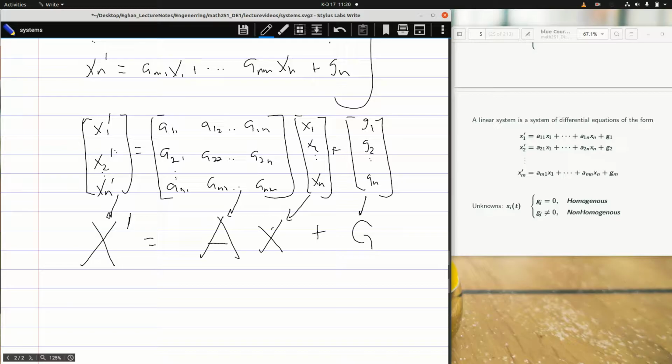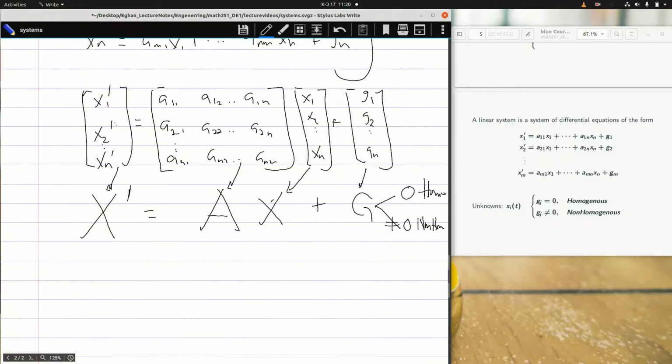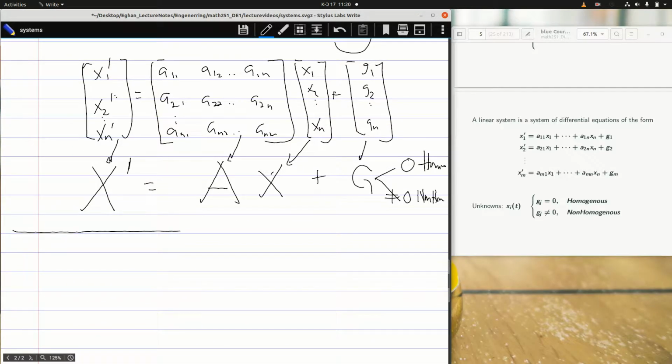Now look at this system very well. If my G's are zeros, it means I have a homogeneous equation. If they are not equal to 0, it is a non-homogeneous equation as we've already established in the higher order. Now knowing this, my next thing will be how to extract systems. So how do you move from a higher order, an nth order, to n systems of first order differential equations?